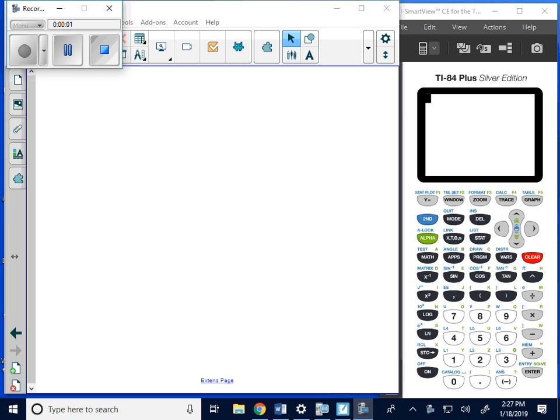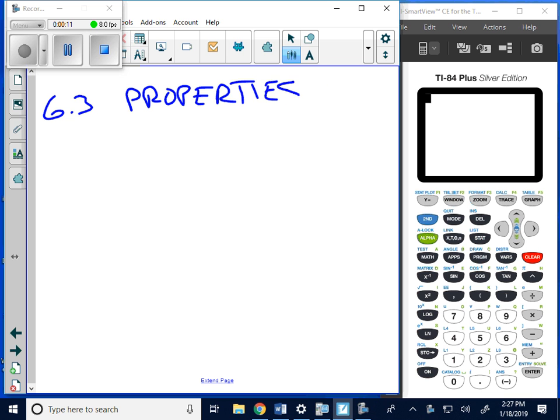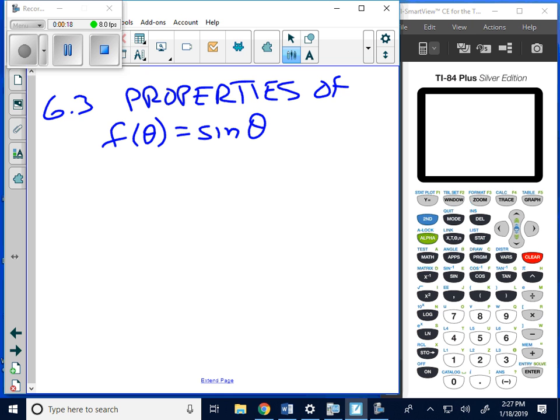Okay, so this is section 6.3, properties of the trig functions. Today we're going to do the sine function and the cosine function, and we'll probably save tangent and the reciprocal functions for Tuesday. But the test is going to cover them all. If you understand sine and cosine, you're going to be pretty good when it comes to tangent and the reciprocal functions. Okay, so what do we mean by the properties of a function?